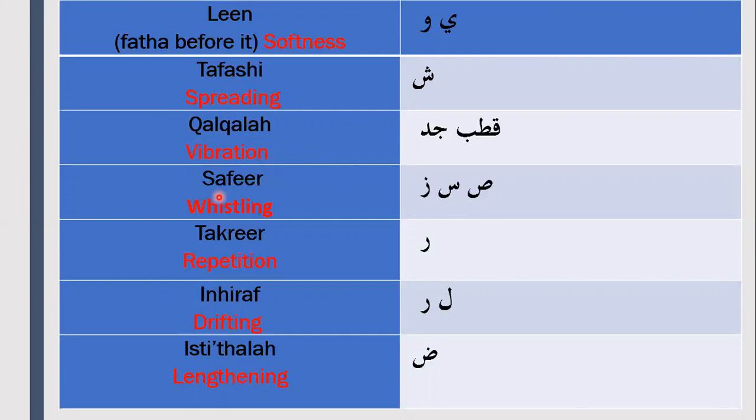Then we'll move on to safir, which consists of three letters, the sad, sin and zai. We have taqreer, which applies only to the letter ra. We have inhiraf, which is drifting, and that applies to the letters lam and ra. And then we have istitala, which applies to dhad. So let us look at the first category of lean.